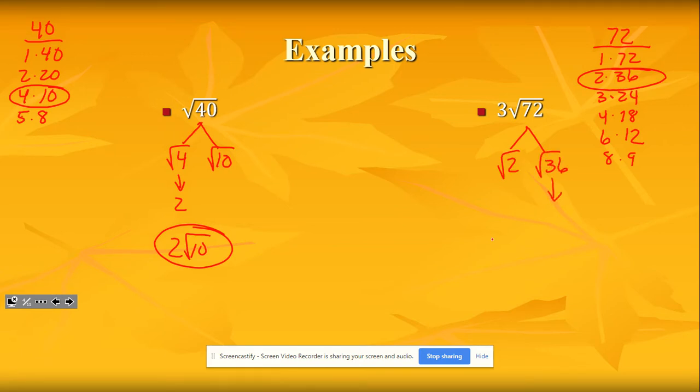Radical 36 can be simplified to 6. Now notice that 6 comes on the outside and we lose the radical sign. We want to take this and join it with the 3. We join it by multiplication. 6 times 3 is 18. And then we have radical 2 left over. So your final answer for 3 radical 72 is 18 radical 2.